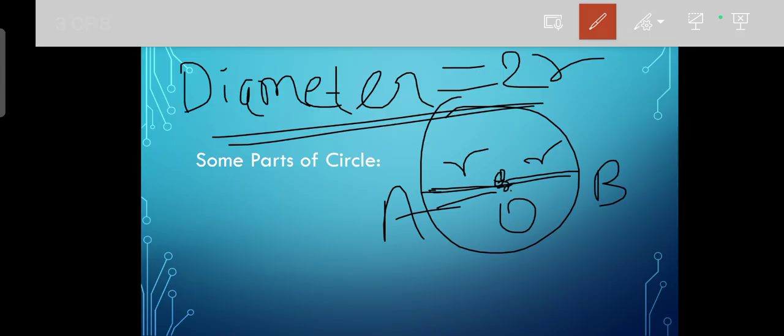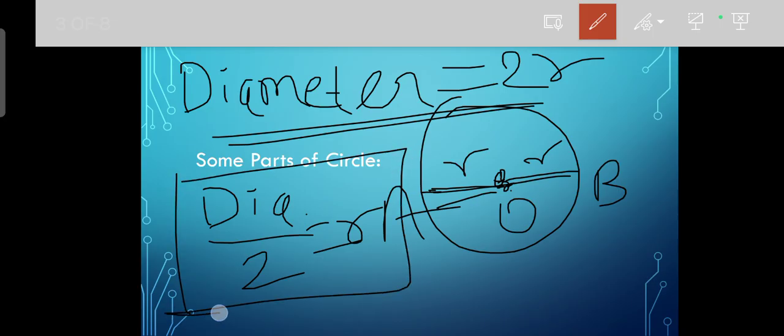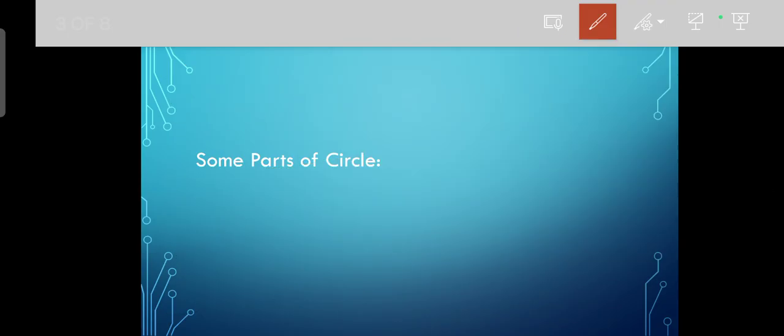From this formula we can find the radius also. Diameter upon 2 equals r. If we bring this 2 to the other side, the formula will be diameter upon 2 equals radius. So these two formulas are important, we have to learn them. Diameter equals 2r, and the second one, d upon 2 equals r, is the formula for finding the radius.